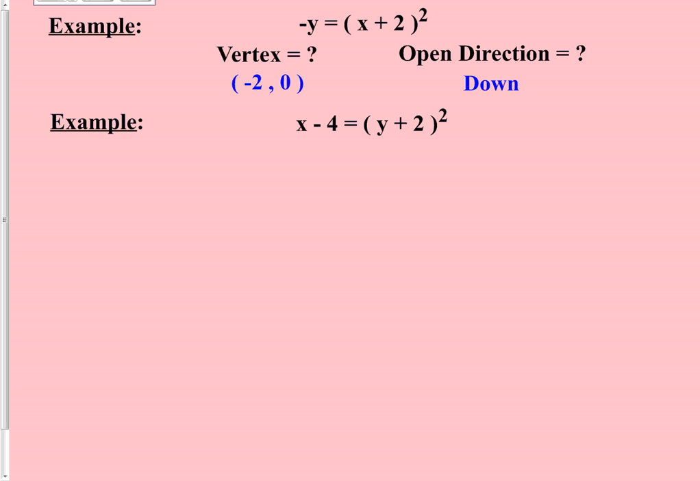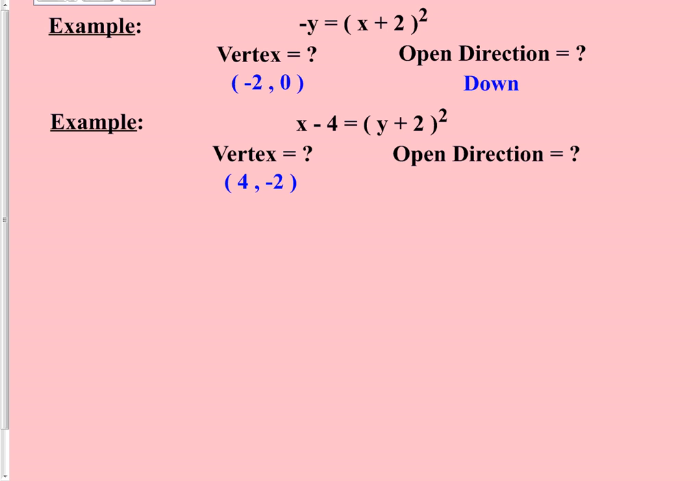Same pair of questions. We'd like to know where to begin, and then we'd like to know where to draw from there. Okay, well, hopefully your vertex is not a challenge. We have an x value of positive 4, a y value of negative 2. So we've got a vertex at (4, -2).